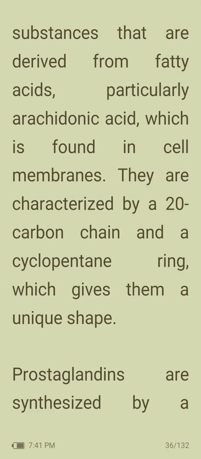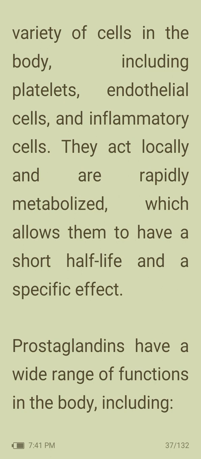Prostaglandins are a group of hormone-like substances that are derived from fatty acids, particularly arachidonic acid, which is found in cell membranes. They are characterized by a 20 carbon chain and a cyclopentane ring, which gives them a unique shape. Arachidonic acid is there and the cyclopentane shape is there. Prostaglandins are synthesized by a variety of cells in the body, including platelets, endothelial cells, and inflammatory cells. They act locally and are rapidly metabolized, which allows them to have a short half-life and a specific effect.